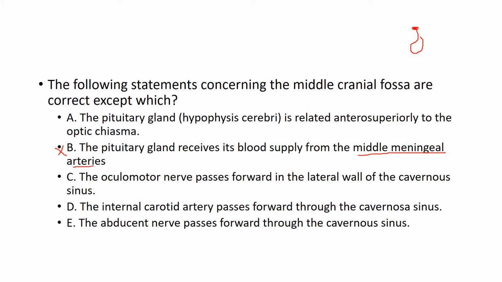Let's see the other ones as well. The oculomotor nerve passes forward in the lateral wall of the cavernous sinus. Yes, that's true, because you know the 3rd, 4th, 5th and 6th cranial nerves pass through the cavernous sinus. That is the third, and here is the sixth. The abducens nerve, the sixth, as well as the internal carotid artery, pass through the cavernous sinus along with the trigeminal nerve and the trochlear nerve. So this would be the wrong answer.